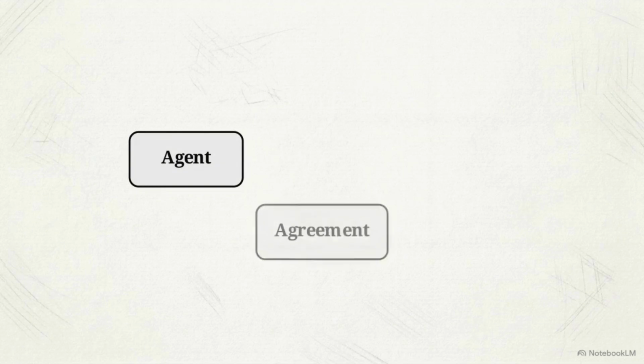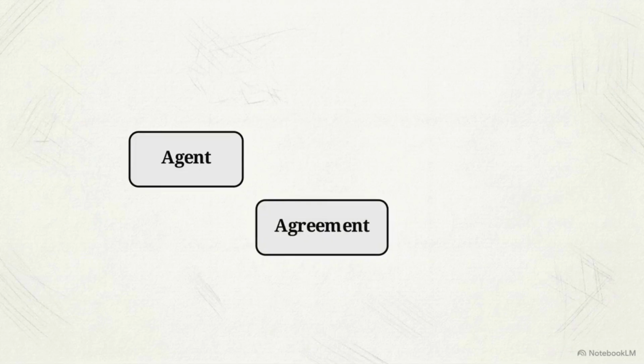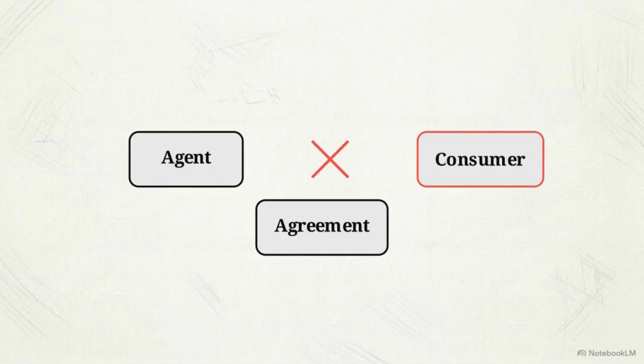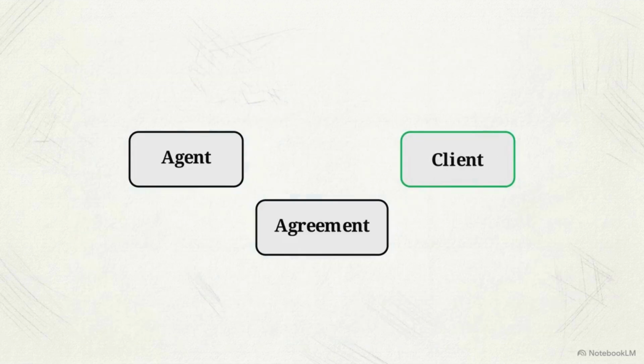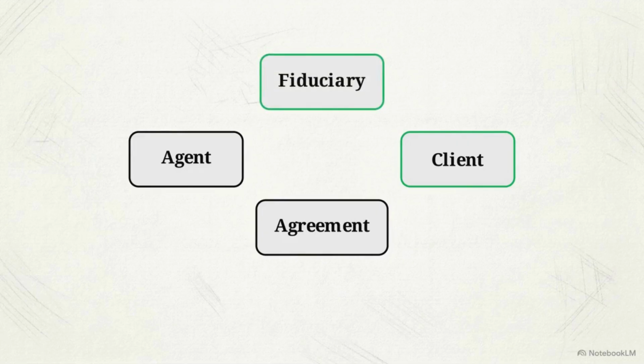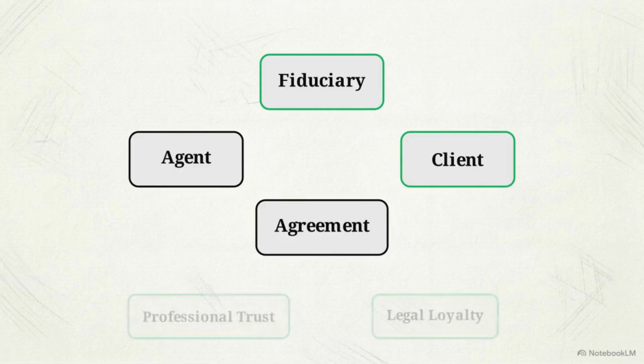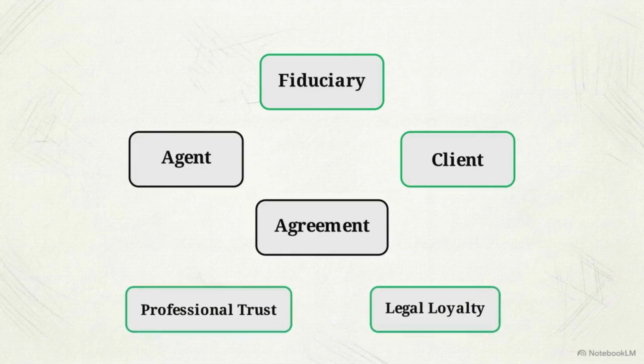An agent acts on someone else's behalf. This requires mutual agreement. A consumer cannot force you to be their agent, and you cannot represent them without their consent. Once you both agree, the consumer becomes your client. You become the client's agent and their fiduciary, a person in a position of trust who owes loyalty to another. Professional trust and legal loyalty are not automatic. They are legally activated only by this specific mutual agreement.